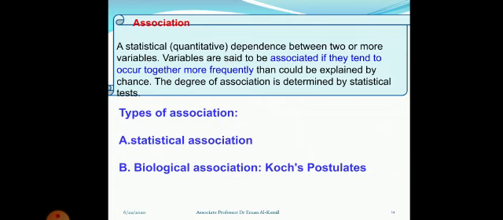Two or more variables are said to be associated if they tend to occur together more frequently than could be explained by chance. So they frequently occur with each other. The degree of association is determined by a statistical test. The types of association are either statistical association or biological association. The biological association we have already discussed previously, which is the Koch postulates.